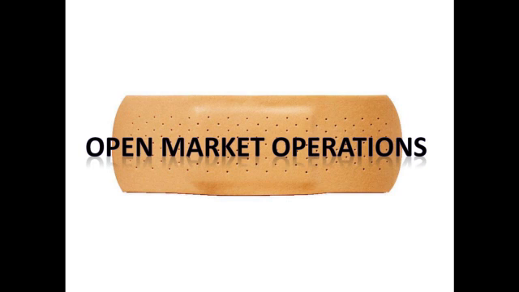The easiest way for the Fed to change the money supply in the country is through open market operations. On a scale of how badly the U.S. needs an economic fix, open market operations would be like using a Band-Aid. In this situation, the Fed buys or sells securities to banks with the intention of either increasing or decreasing the money supply.